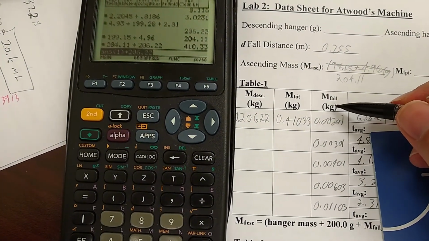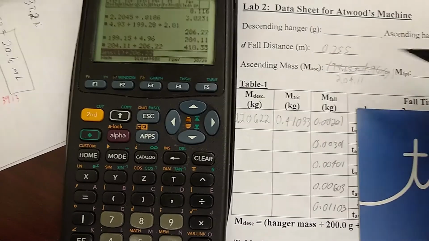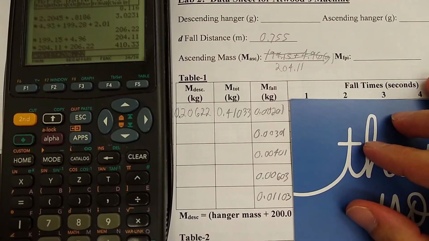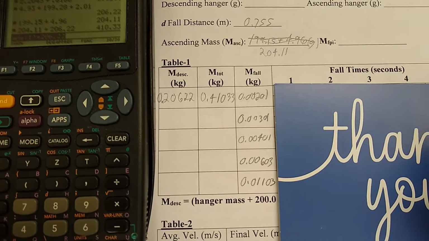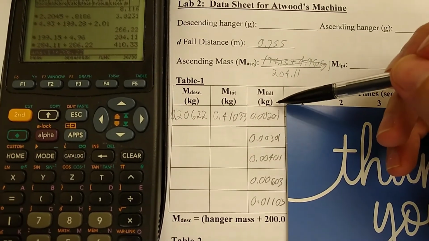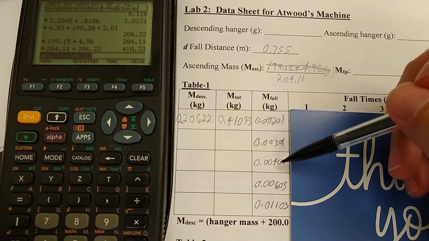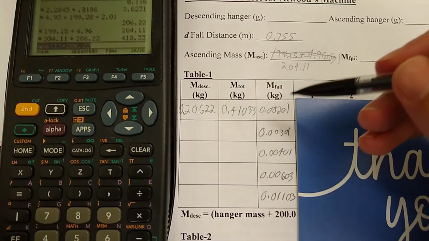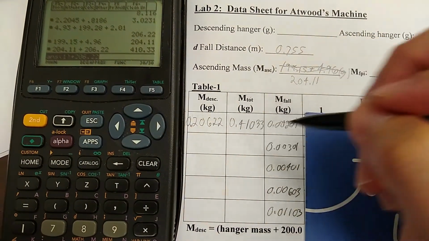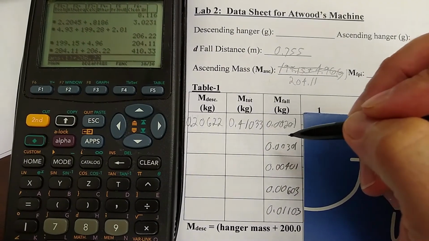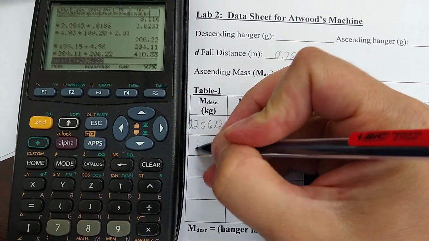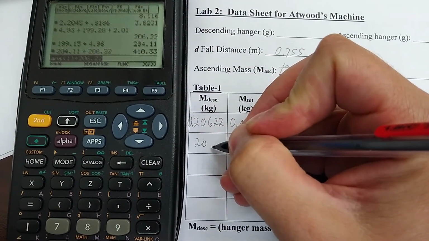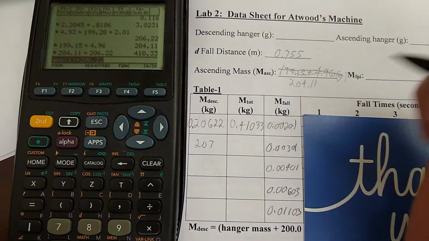And the mass that was falling, oops, I don't want you to see my fall times that I measured. Got those blocked here, but you can see the falling masses that added up as we went through the experiment here. And the M total is just going to be increasing by this amount every single time. So we added 1 gram on, so this is going to be 20723.